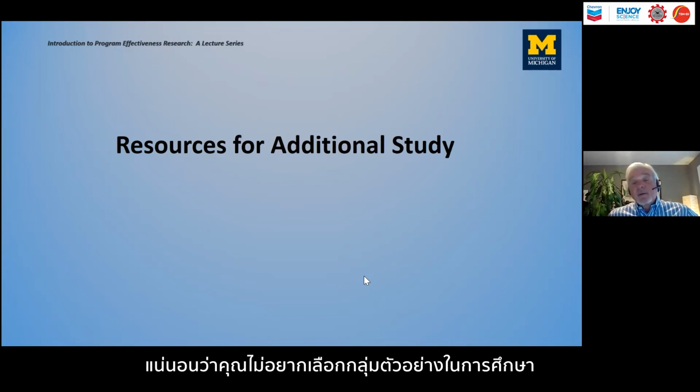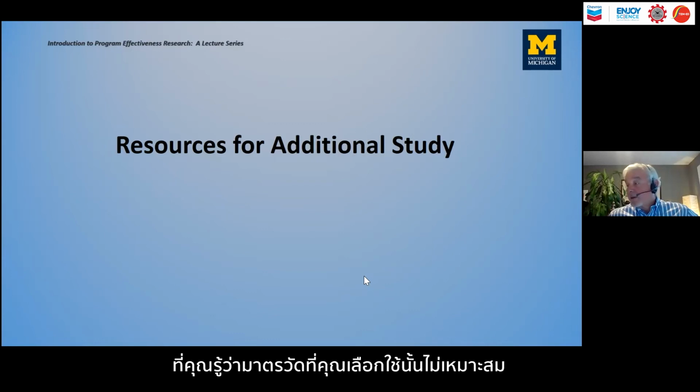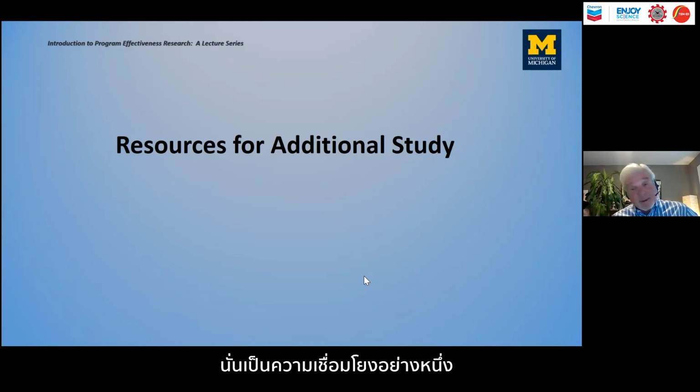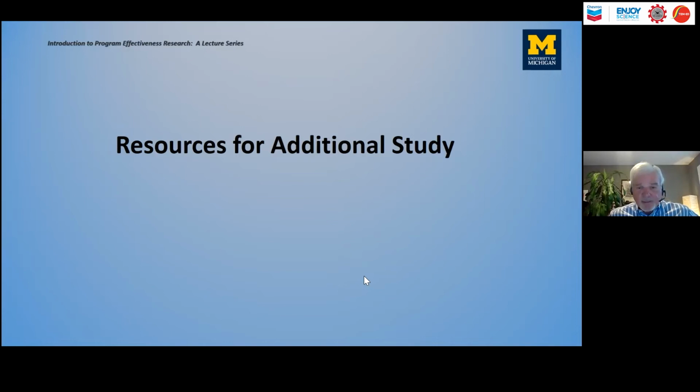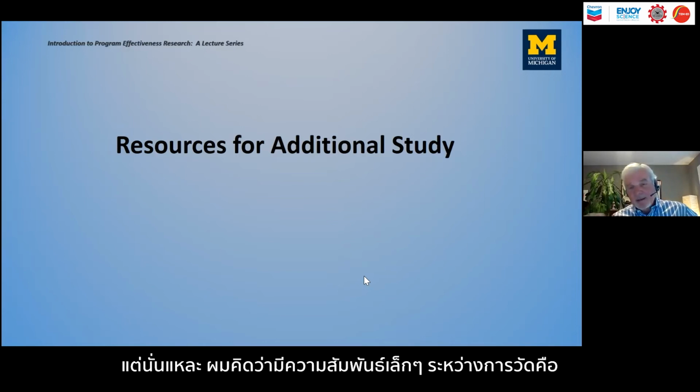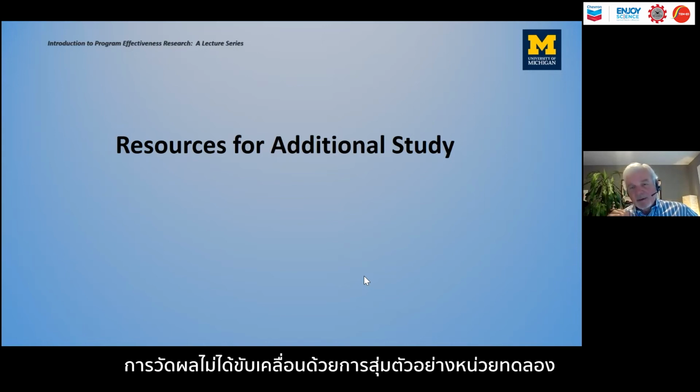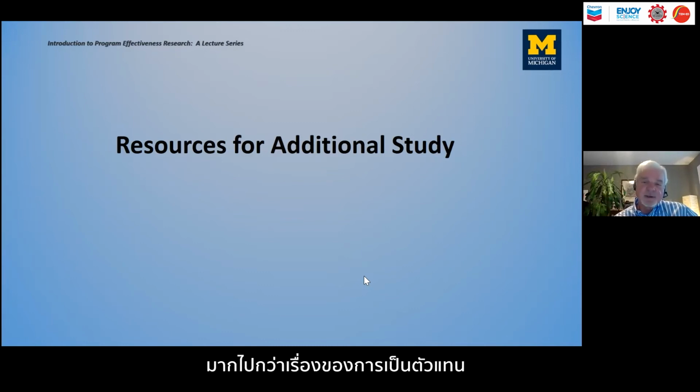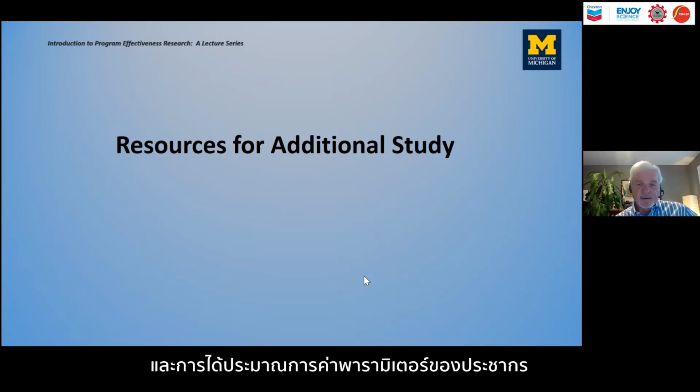I would say on the validity and reliability question, you certainly don't want to choose samples to study that the measures you've chosen to use are not appropriate for. So that's one connection. But again, I think there's little relationship. Measurement is not driven by sampling of units so much as it is a matter of representation and getting a population parameter estimate.